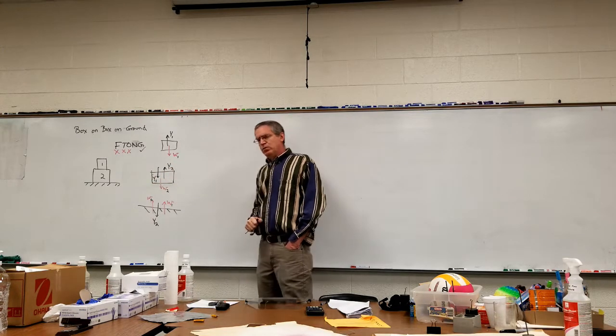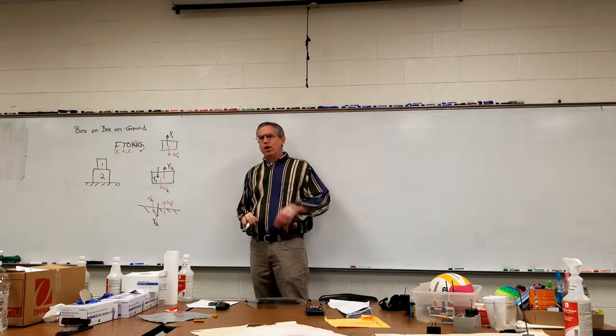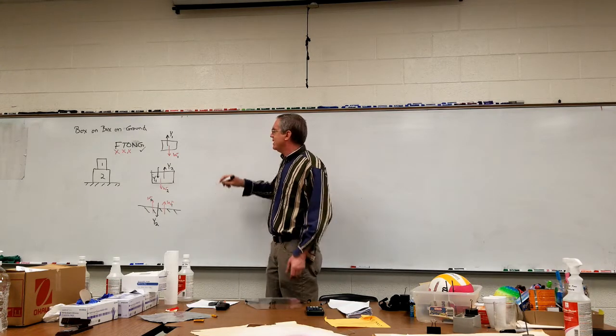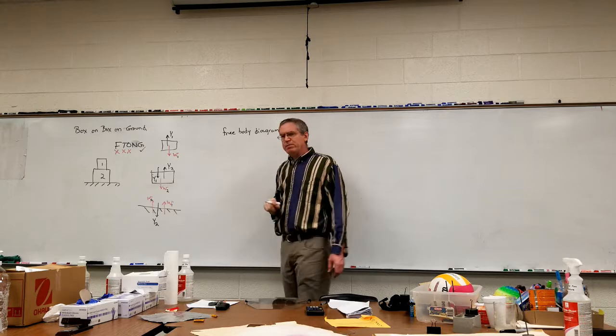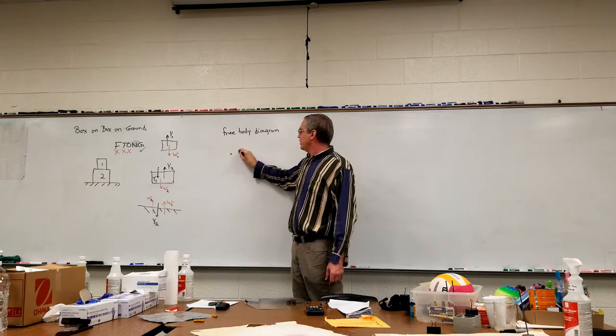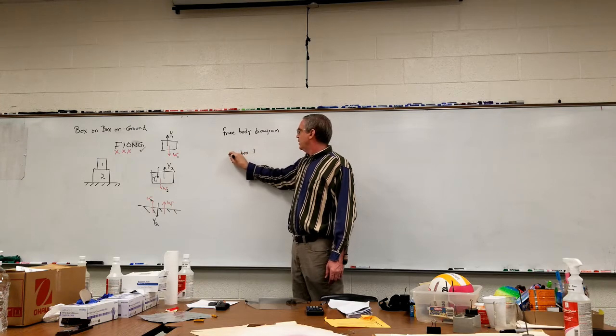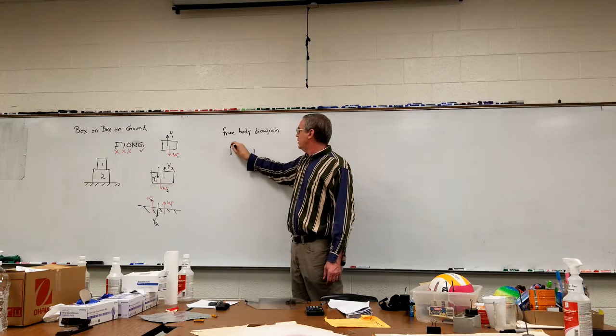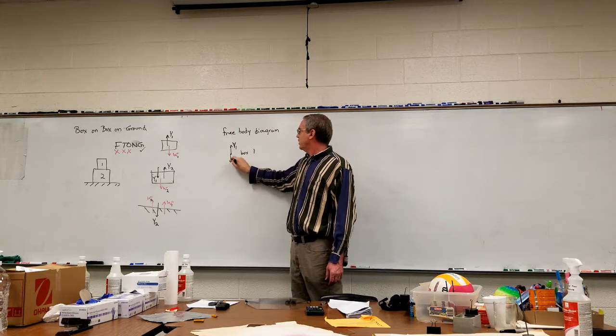I do want to point out two things here. One, you often see something known as a free body diagram. In a free body diagram, you reduce the object to a single point. So you have a point here, and this would be box 1, and you have an arrow up of y1 and an arrow down of w1.